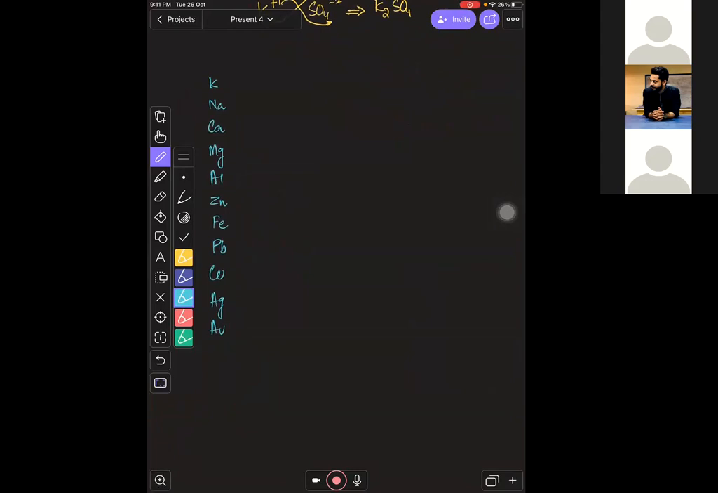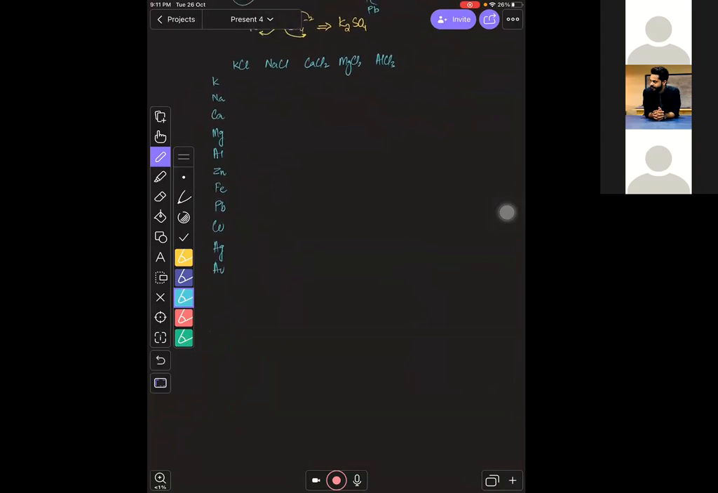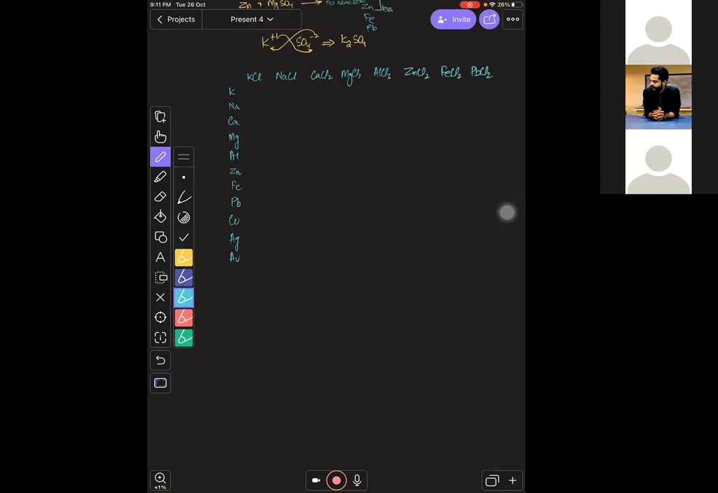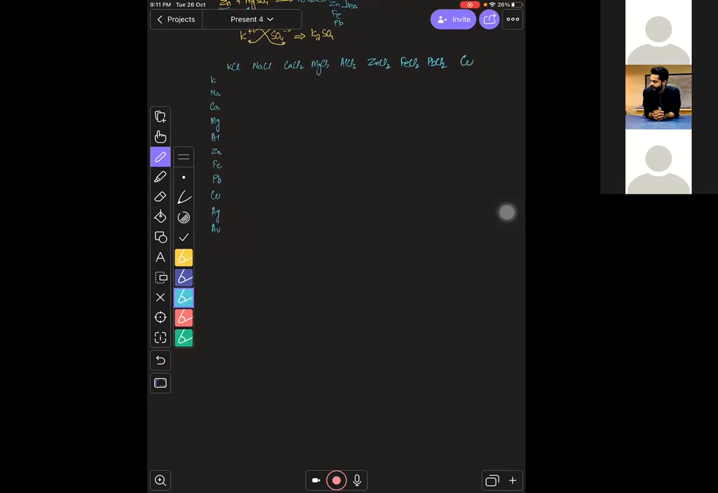Then you can see that I'm just writing the formula of any salt, whatever the salt is. I'm writing KCl, NaCl, calcium chloride, magnesium chloride, then aluminum chloride, and so on. It will be zinc chloride, then iron chloride, then lead chloride, then copper chloride, silver chloride, right? You need to draw this table in your copies. It is your homework, right?